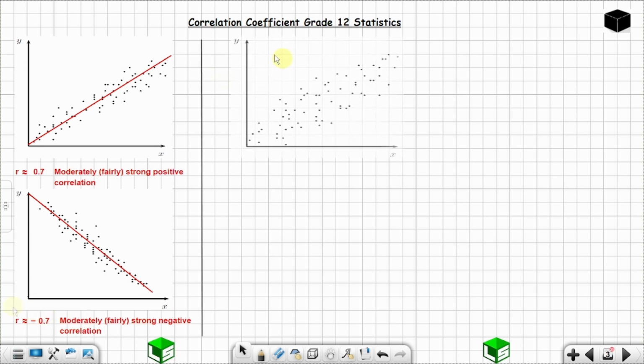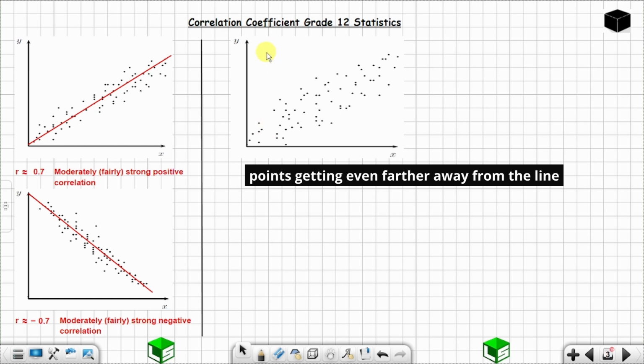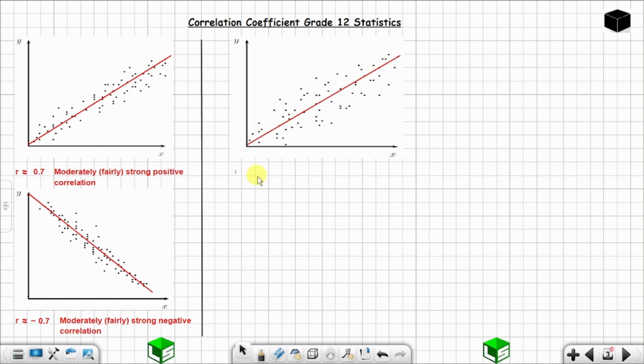Let's see another example. You are given this scatter plot. You try to draw a straight line following this pattern, and you are going to have this. So this is approximately 0.4. This is going to be called weak positive correlation.